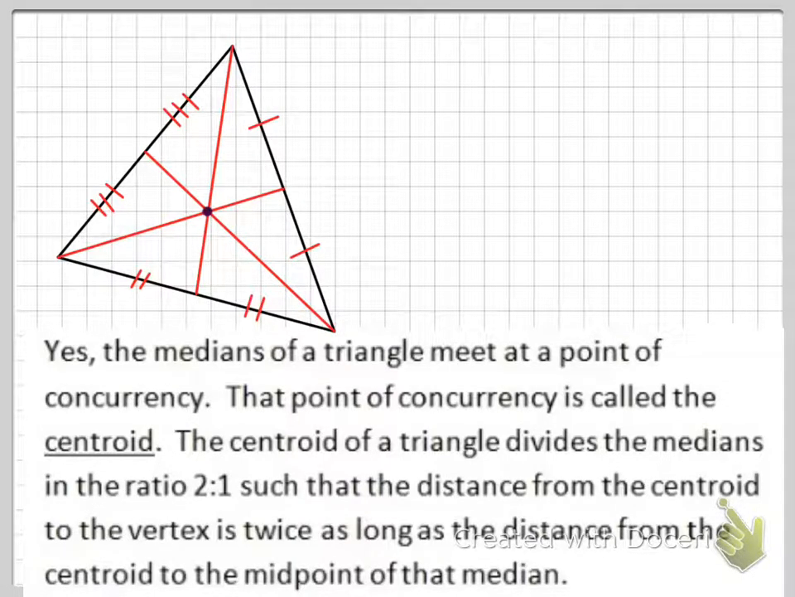And the centroid of a triangle divides the medians in the ratio 2:1, such that the distance from the centroid to the vertex is twice as long as the distance from the centroid to the midpoint of that median. So in other words, the distance from the centroid to the vertex is going to be twice as long as the distance from the centroid to the midpoint of that median, that distance. So in other words, if this was 8 inches, for example, then this would be 4 inches. Okay? You can pause this, review it if you need to.